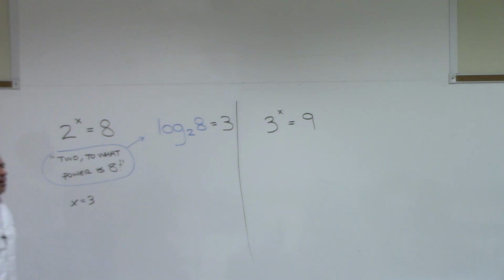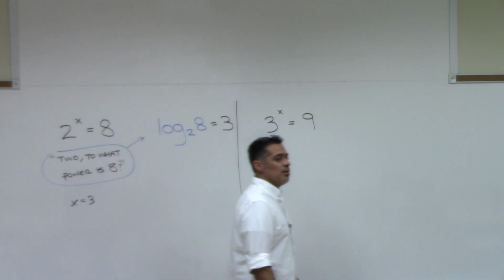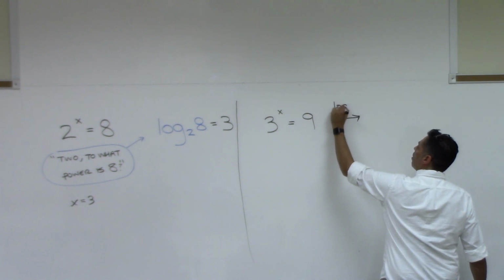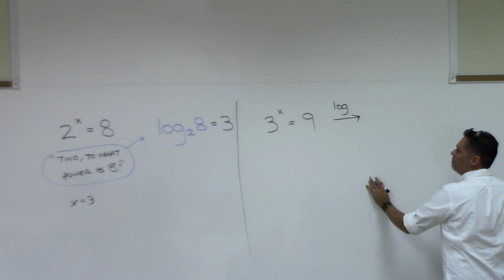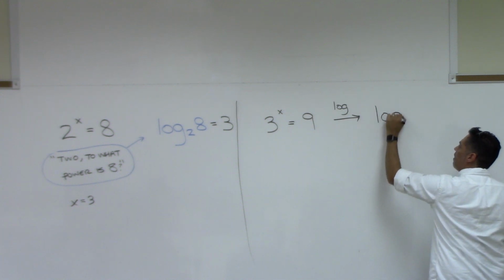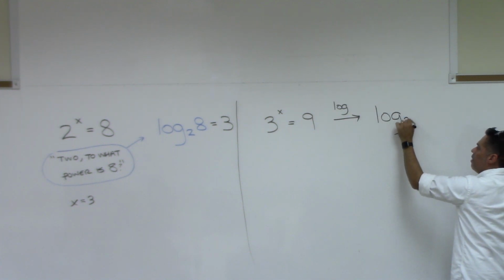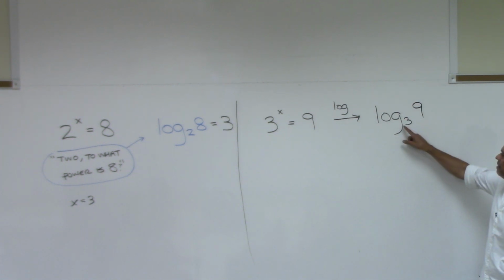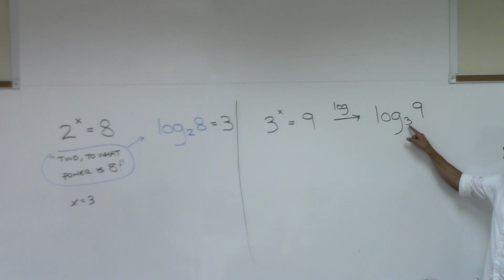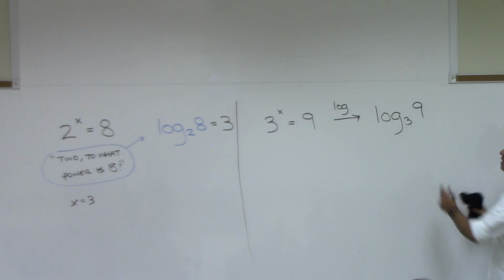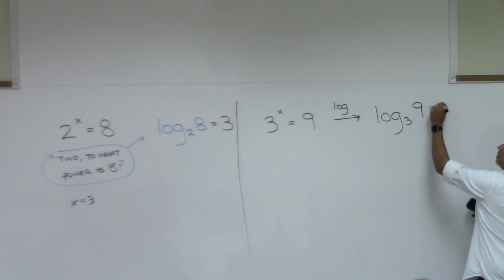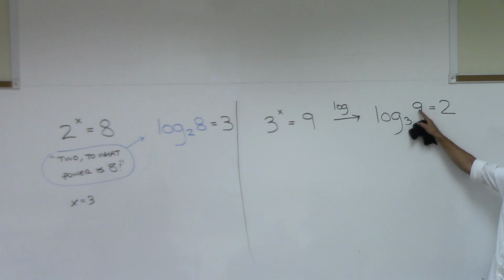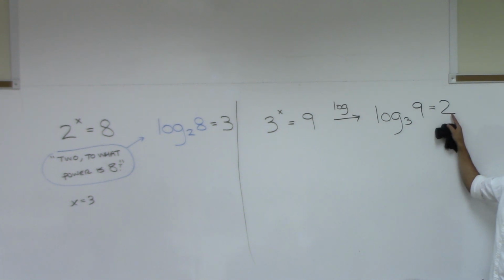Okay, but can you write this as a logarithm? Instead of that, can you write this as a log? It would be written how? Log, and then what's the subscript? 3. And then what number goes here? 9. See? So when you read this, what you're saying is 3 to what power is 9? And the answer would be 2. 3 to the second power is 9.